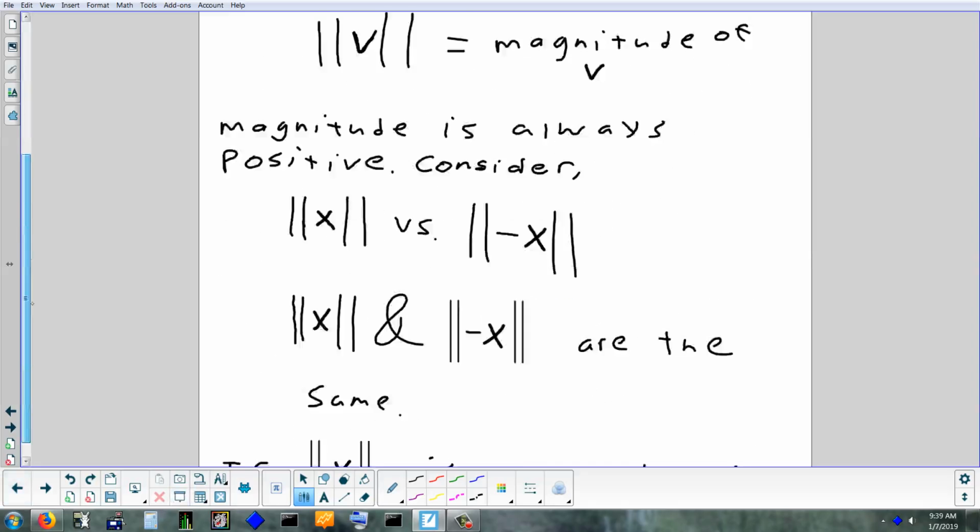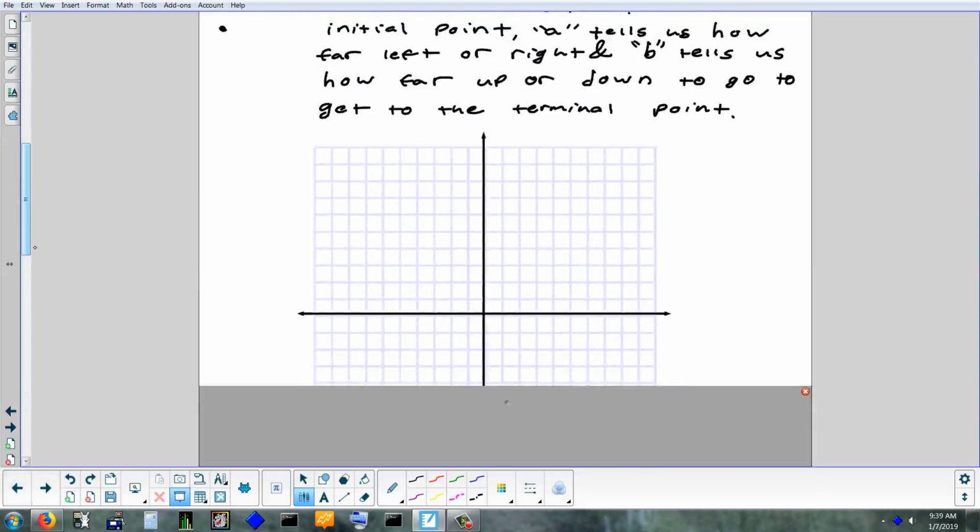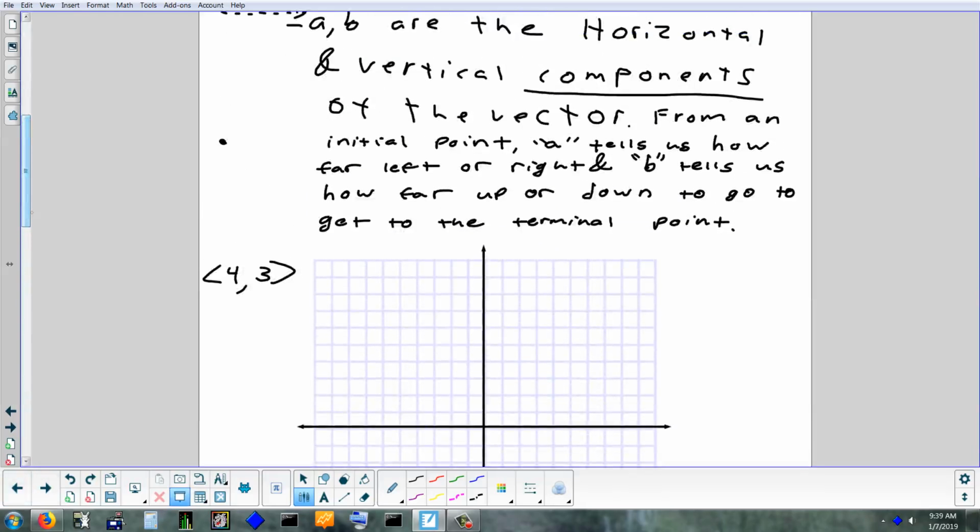All right, so let's draw another vector. Let's draw the vector 4, 3. Now, this notation tells me a couple things. It tells me from an initial point, how far left and right, how far up and down. But what doesn't that tell me? All that says is go 4 right and go 3 up.